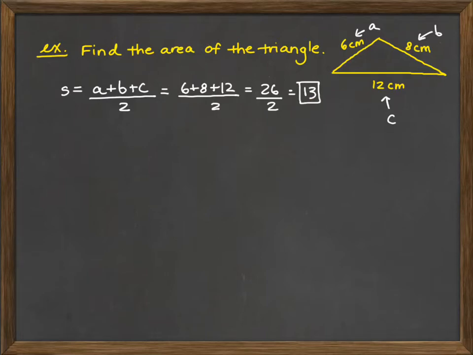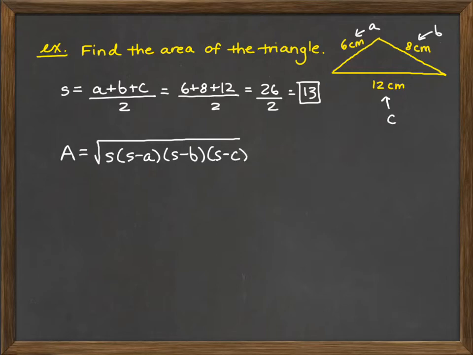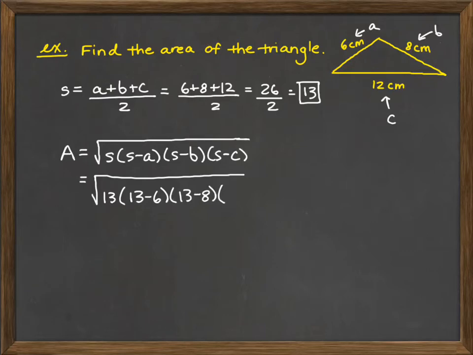Now I'm going to put this into Heron's formula. Heron's formula, once again, tells us that the area of a triangle is equal to the square root of S times (S minus A) times (S minus B) times (S minus C), where S is the semi-perimeter and A, B, and C are the three sides. So we know the semi-perimeter is 13. And then we have that A is 6, B is 8, and C is 12.